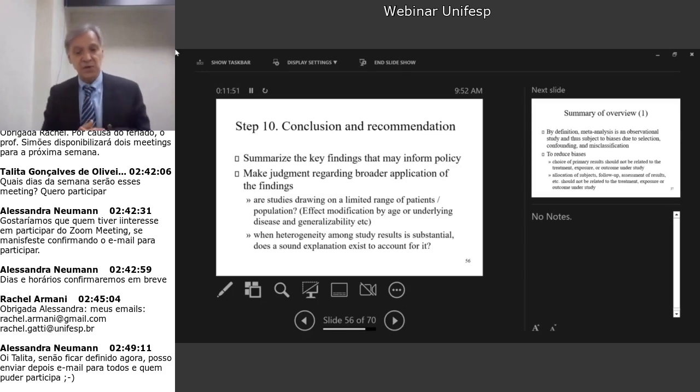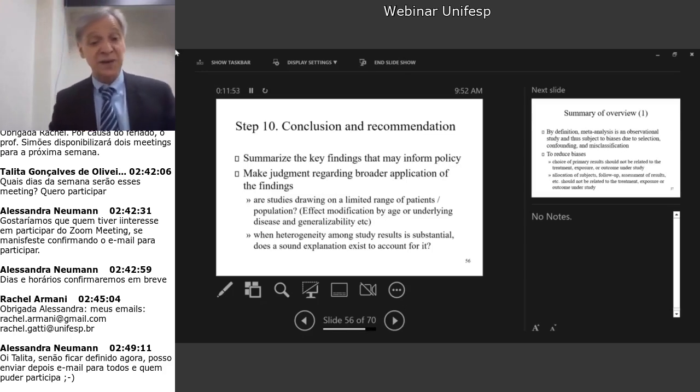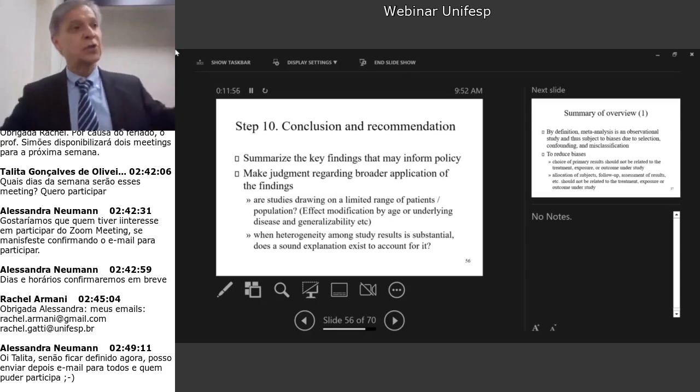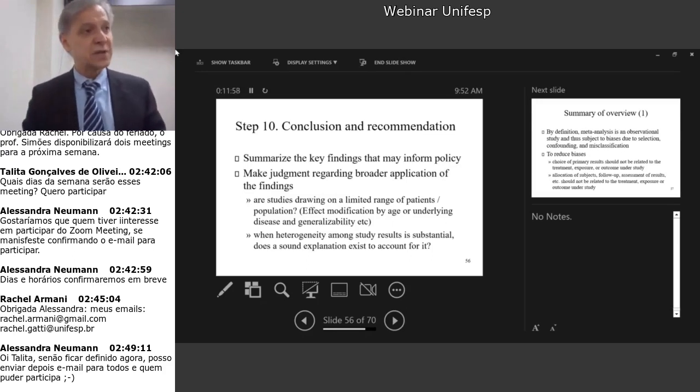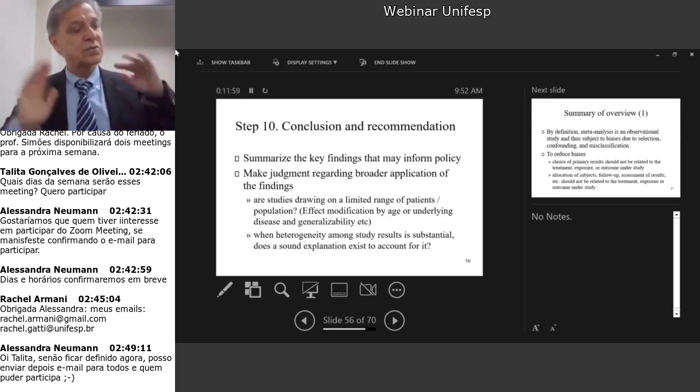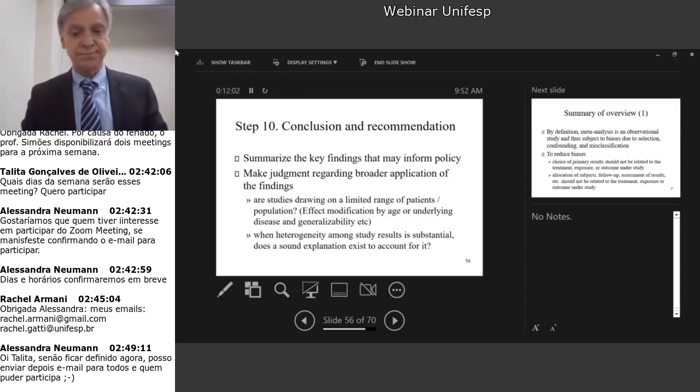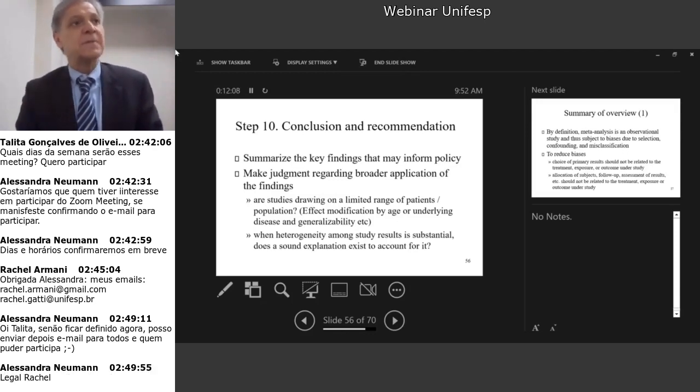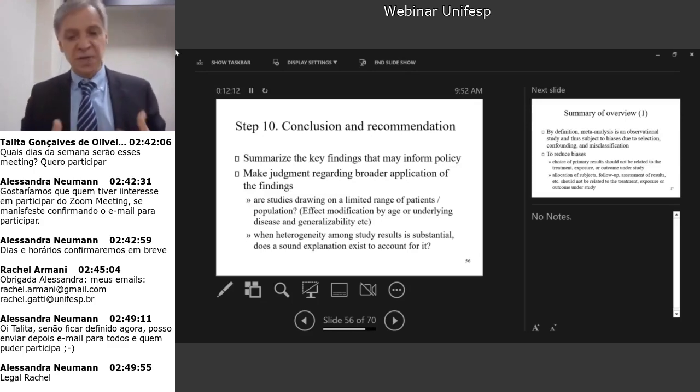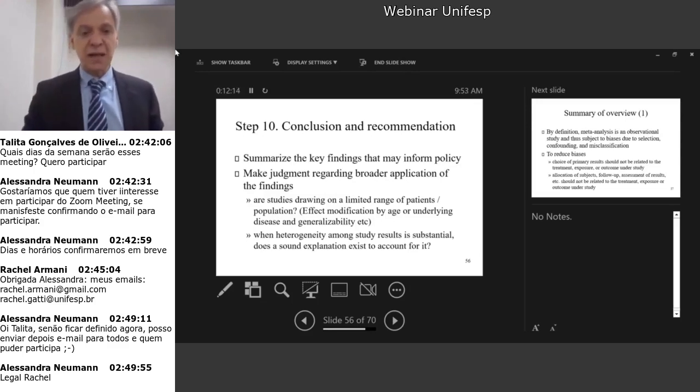When heterogeneity among studies is substantial, does a sound explanation exist to account for it? Even though you use random effects in this situation, you're kind of controlling for those hidden types of bias or confounding, so to speak, but you still need to find a way to explain it. That's why I say, read the papers. You may end up with 10 or 20 papers. Read them all and make your notes, so you'll be able to elaborate on that in the discussion.